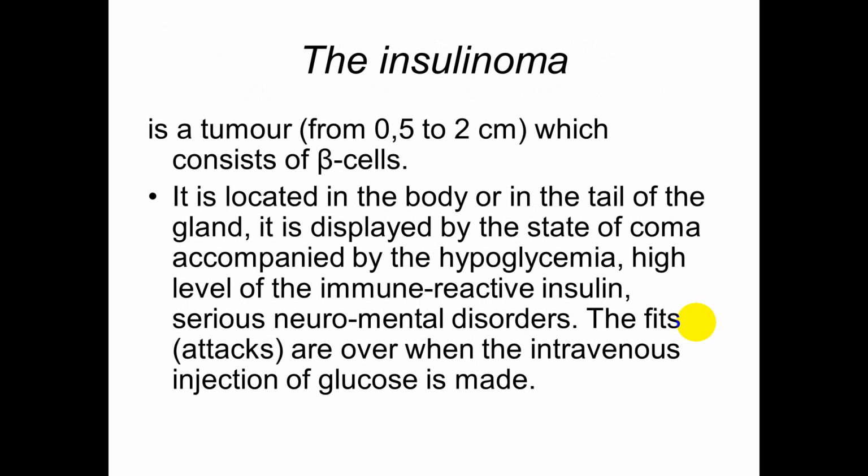Insulinoma is a tumor from 0.5 to 2 cm which consists of B cells. It is located in the body or in the tail of the gland. It is displayed by the state of coma accompanied by the hypoglycemia, high level of the immunoreactive insulin, serious neuromental disorders. The fits and attacks are relieved when the intravenous injection of glucose is made.